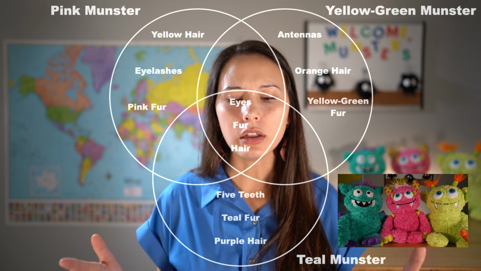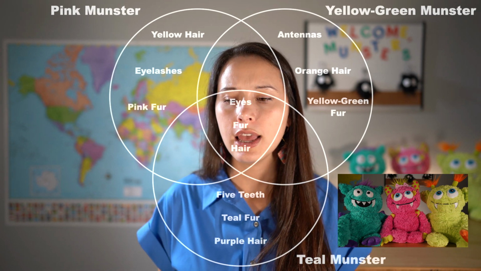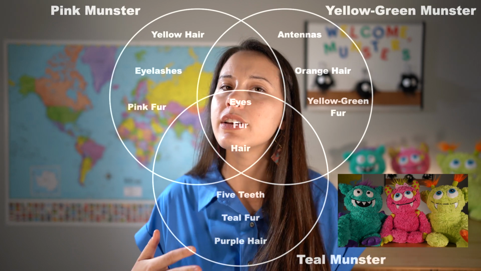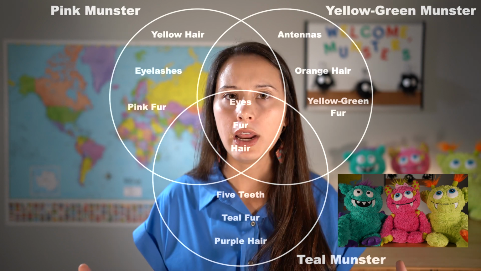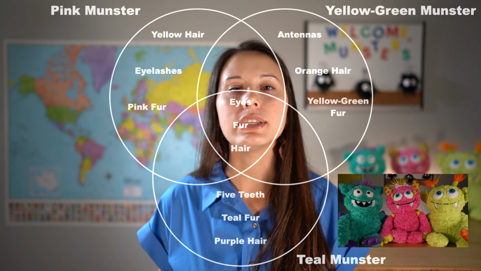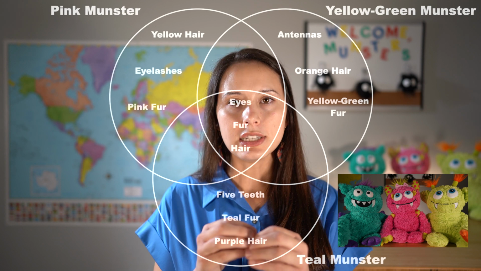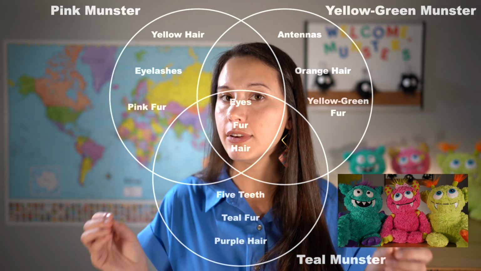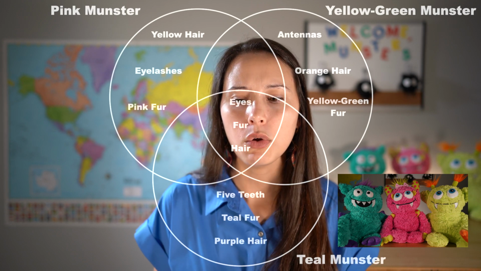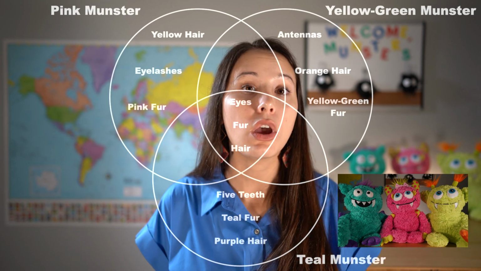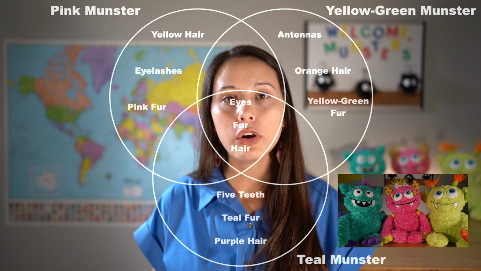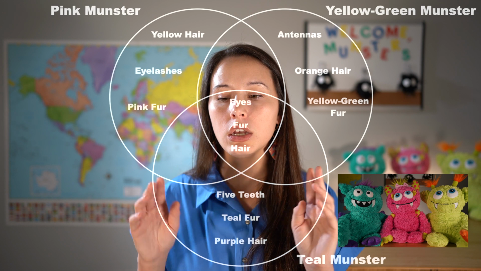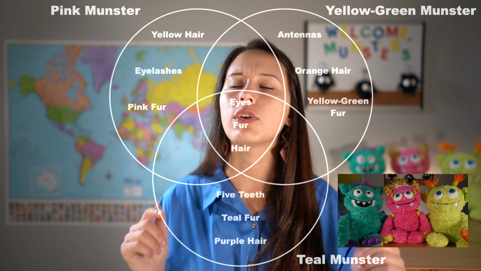And this one looks a little bit different. I'm sure you noticed that we have a few more circles going on than we did in the previous problems. And so we're going to get started. What I want to explain to you is that the sections that we have added on now are comparing two specific Munsters. We're looking at 3 Munsters overall, but the smaller sections that we now have are for just 2 Munsters. So let's start by looking at the pink and yellow-green Munster.